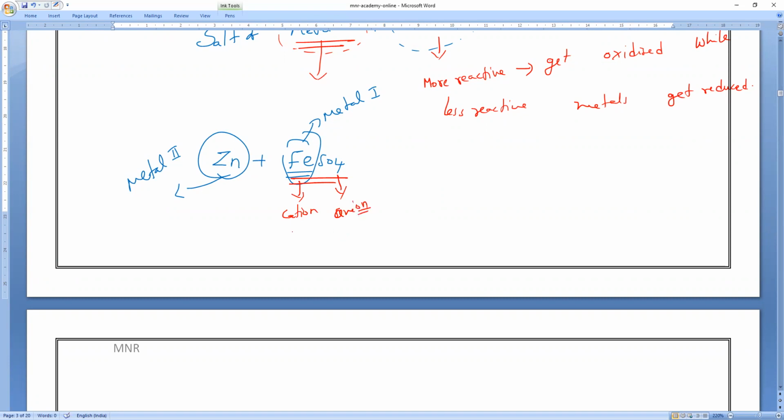Anion. Understood? Because iron will give 2 electrons, and sulfate also will take 2. It needs 2 electrons. So what formula will come? Fe2(SO4)2, we will write it as FeSO4. Right or wrong, everybody? Speak, guys.